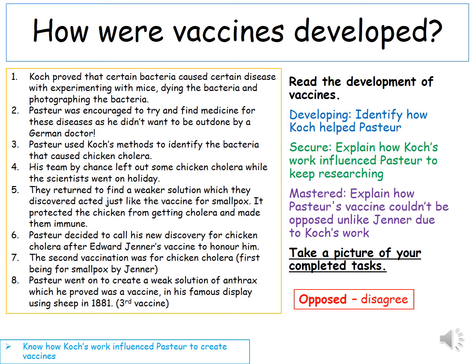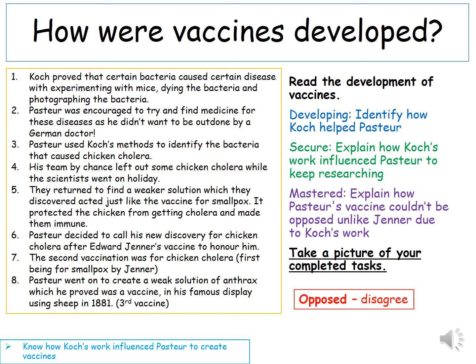The first learning objective then is to know how Koch's work influenced Pasteur to create vaccines. So I'd like you to read through the development of the vaccines, which you can see on the screen now. Students aiming for GCSE grade 4, you're developing, could you please identify how Koch helped inspire Pasteur? Secure students who are aiming for a GCSE grade 6, could you explain how Koch's work influenced Pasteur to keep researching and to keep looking for new ideas?